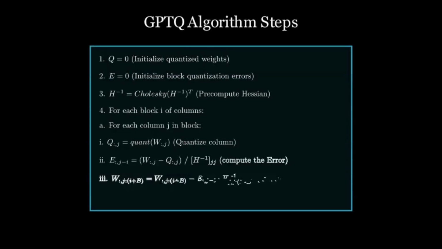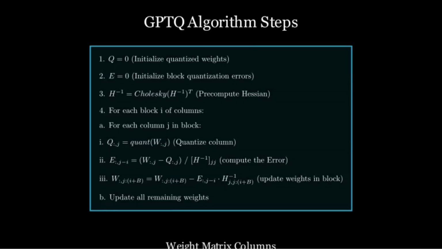So now coming to the algorithm steps, let's walk through the GPTQ algorithm step by step. First, we initialize our quantized weight matrix Q to zeros. We then initialize a matrix E to store quantization errors within each block. We pre-compute the Cholesky decomposition of the Hessian inverse for efficiency. Then we process the weight matrix in blocks of columns. For each column in the block, we quantize it and compute the quantization error. We use the Hessian inverse information to determine how to adjust the remaining weights in the block. After processing a block, we update all remaining weights in the matrix to compensate for the errors in that block.